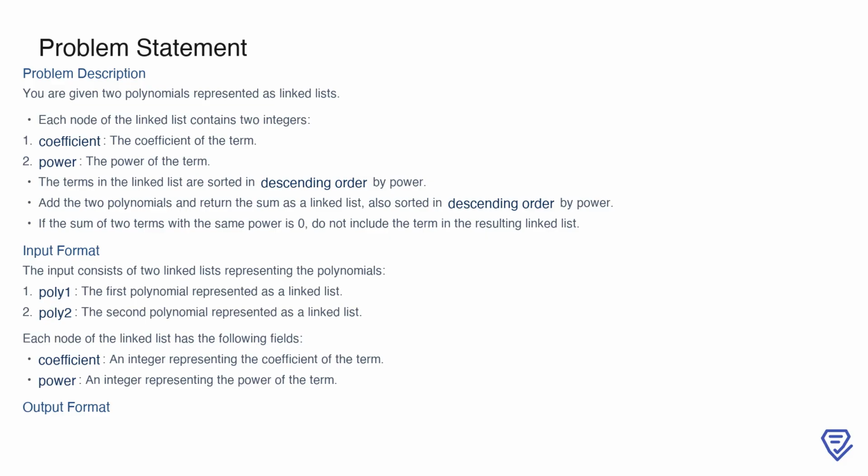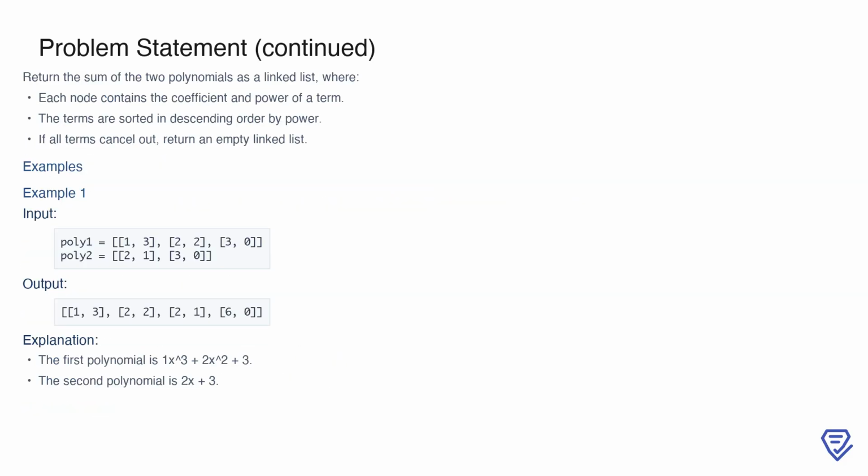If two terms with the same power sum to 0, we exclude the term from the result. The input consists of two linked lists, poly1 and poly2, each representing a polynomial. Let's now look at how the output is structured. The output of this problem is another linked list, where each node represents a term in the resulting polynomial. Each node contains the coefficient and power of a term, and the terms are arranged in descending order by power. If adding the two polynomials causes all terms to cancel out, the output will simply be an empty linked list.